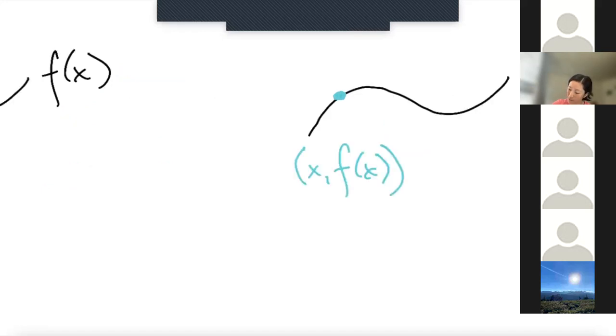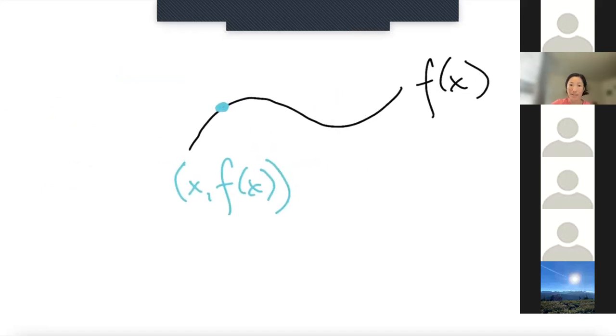So I've got this graph. I have this point. I want to find the slope exactly at that point. But all I know is how do I find a slope between two points? In order to find slope, we have to do y2 minus y1 over x2 minus x1.